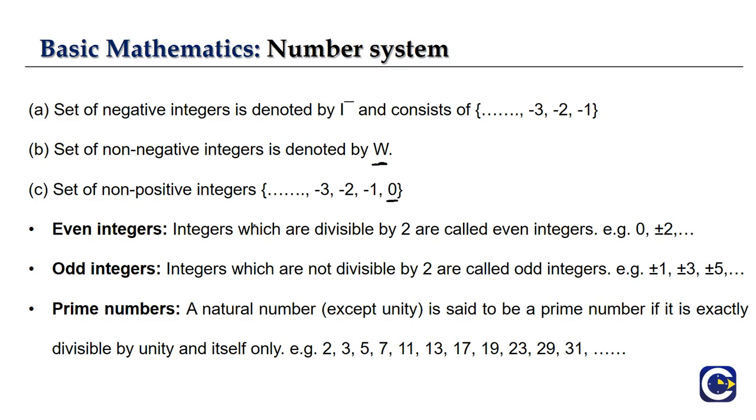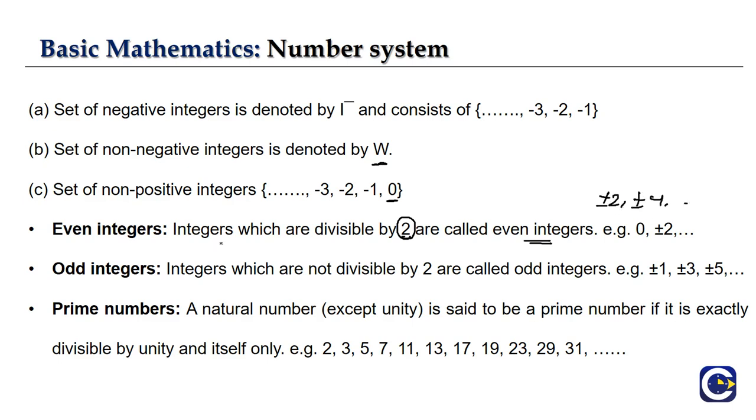So even integers are nothing but the integers which are divisible by 2, right? The integers which are divisible by 2 are called even integers. Integers, in the sense, we will be having both positive and negative. So the integers divisible by 2 are called even integers. Here our example will be plus or minus 2, plus or minus 4 and so on.